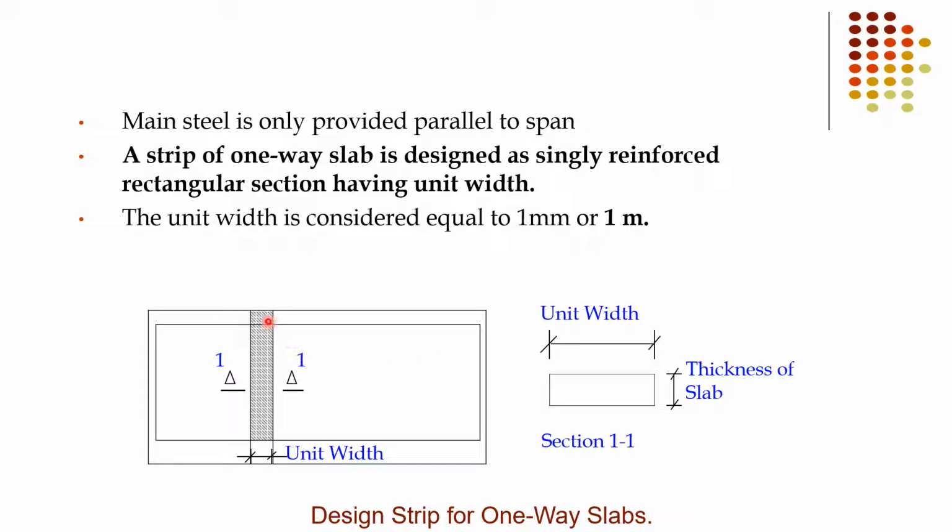When we design this 1 meter slab panel, then after designing and finalizing the section and the reinforcement, we will spread the same area of steel over the whole slab. So that is the basic concept of 1 meter slab design. The unit width may be considered equal to 1 millimeter or 1 meter, but in this book the easy concept is to use the 1 meter. So we will also follow 1 meter width in this design.